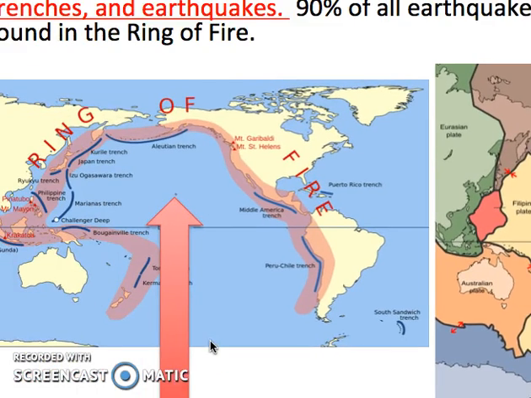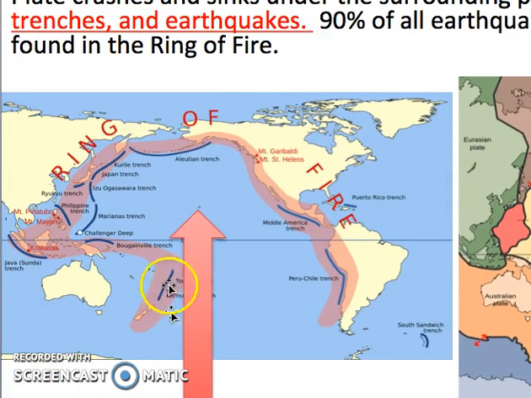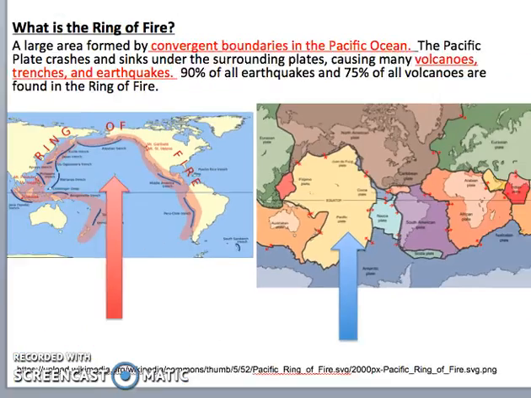So the Ring of Fire is this area in the Pacific Ocean, and basically it is an area where there are a ton of convergent boundaries. And because there are convergent boundaries, one plate is pushing in this way and the other plate is pushing in this way, and they're kind of smacking into each other, this is an area where there are many volcanoes, trenches, and earthquakes.